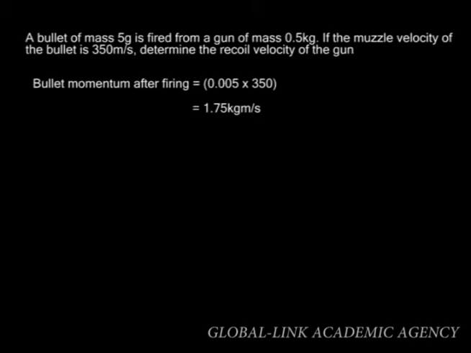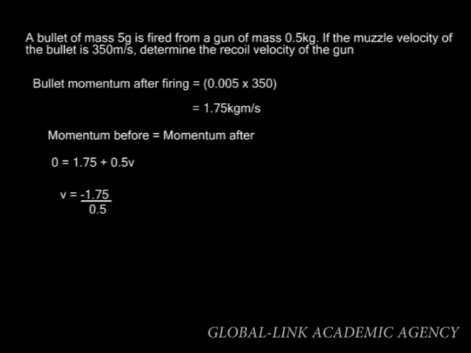But momentum before firing is equal to momentum after firing. Therefore 0, the momentum before firing, is equal to 1.75, the momentum of the bullet after firing, plus the momentum of the gun after firing, which is given by mass times velocity. So we shall have 0.5 v, where v is the recoil velocity of the gun. Thus 0.5 v is equal to minus 1.75, and v is equal to minus 3.5 meters per second. The recoil velocity is therefore 3.5 meters per second.